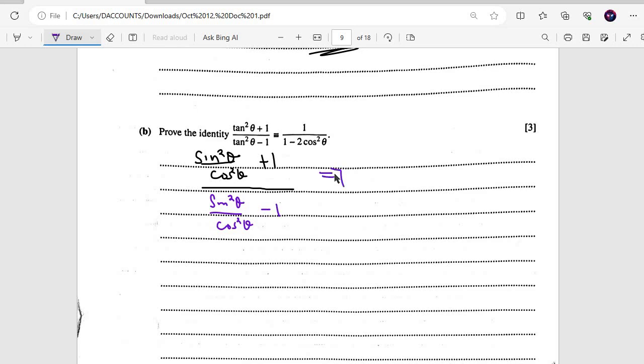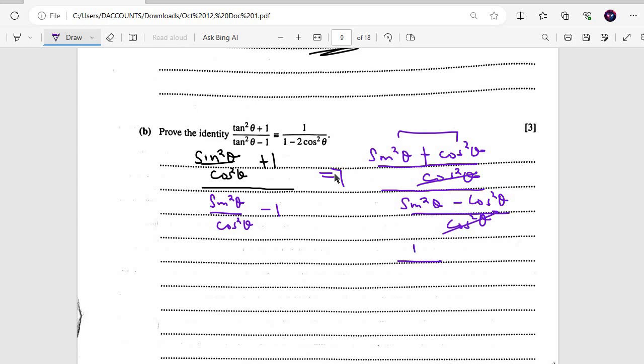Take the LCM. So we have sin squared theta plus cos squared theta over cos squared theta. That's the LCM of the numerator. For the denominator, the LCM is sin squared theta minus cos squared theta all over cos squared theta. This cancels this. So sin squared theta plus cos squared theta, we have 1 over sin squared theta minus cos squared theta.